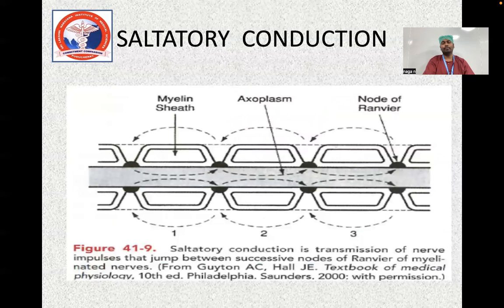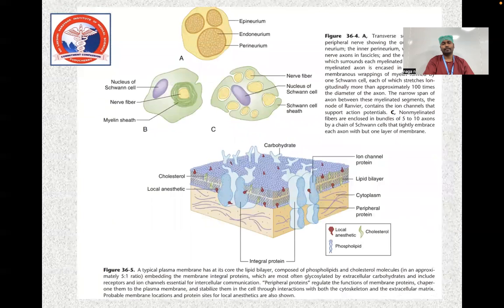Here you can see clearly the nerve sheath. This is why nerve conduction happens through the nodes of Ranvier. Here is the transverse section of the peripheral nerve. It is showing epineurium, endoneurium, and perineurium. Non-myelinated fibers are enclosed in bundles of 5 to 10 axons by a chain of Schwann cells that tightly embrace each axon, with one layer of membrane.